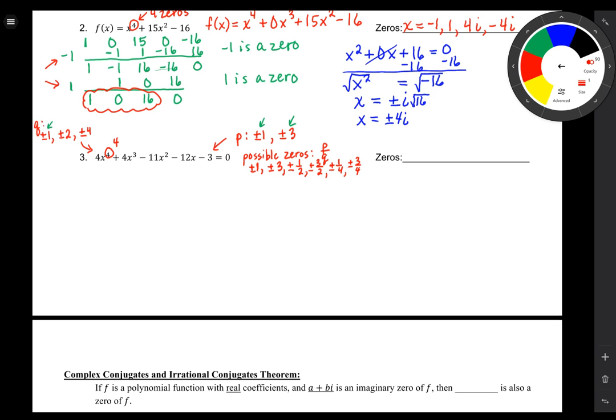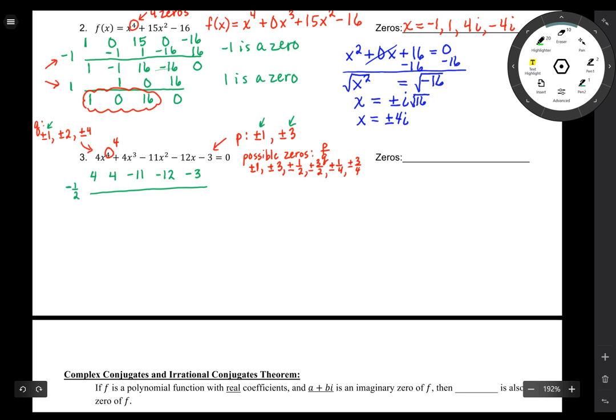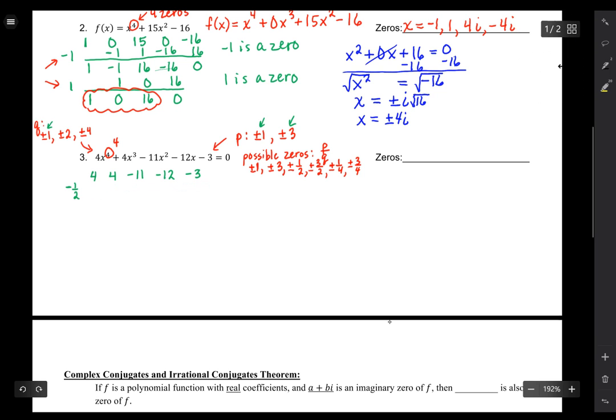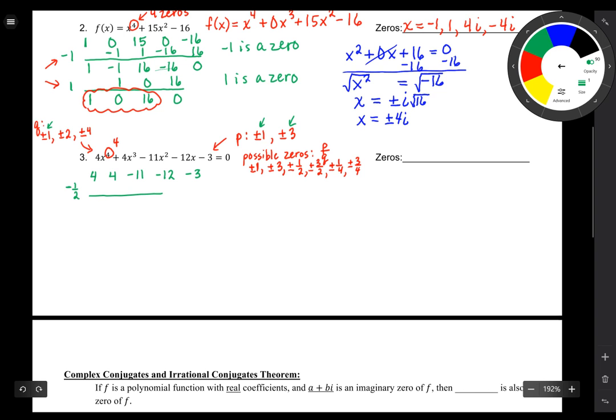But we don't want to be here all day long. And I'm just going to tell you that negative 1/2 is a zero. So let's test that using synthetic division. So 4, 4, negative 11, it's not missing anything, negative 12, negative 3, and we are going to test negative 1/2. I already told you it's going to be a zero. Normally we'd look it up in our graphing calculator. Okay, my line's really bothering me. It's crooked. So make it a little bit nicer anyway. There we go.